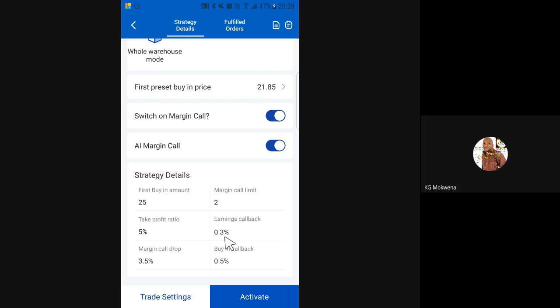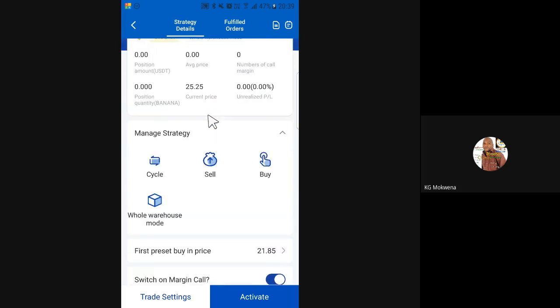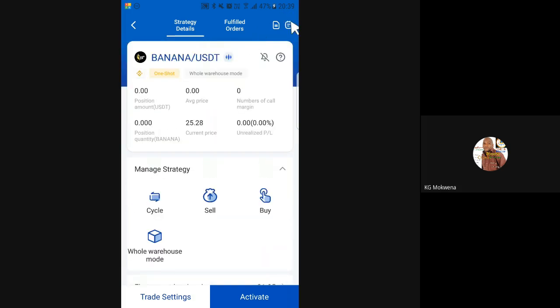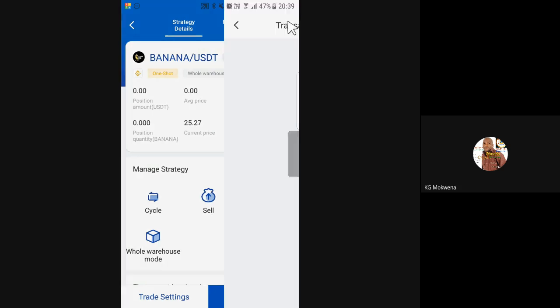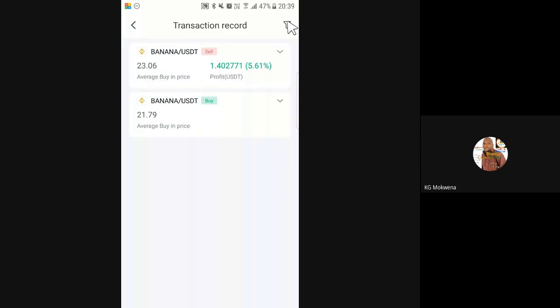So now, business partners, will have time to explain all this, but let's now go and look at the profit that the robot collected. Here it is. When you click there, at the top there, you will see transaction record. Can you see what the robot bought? Actually around $21.79, and that is also through the help of AI, you know.